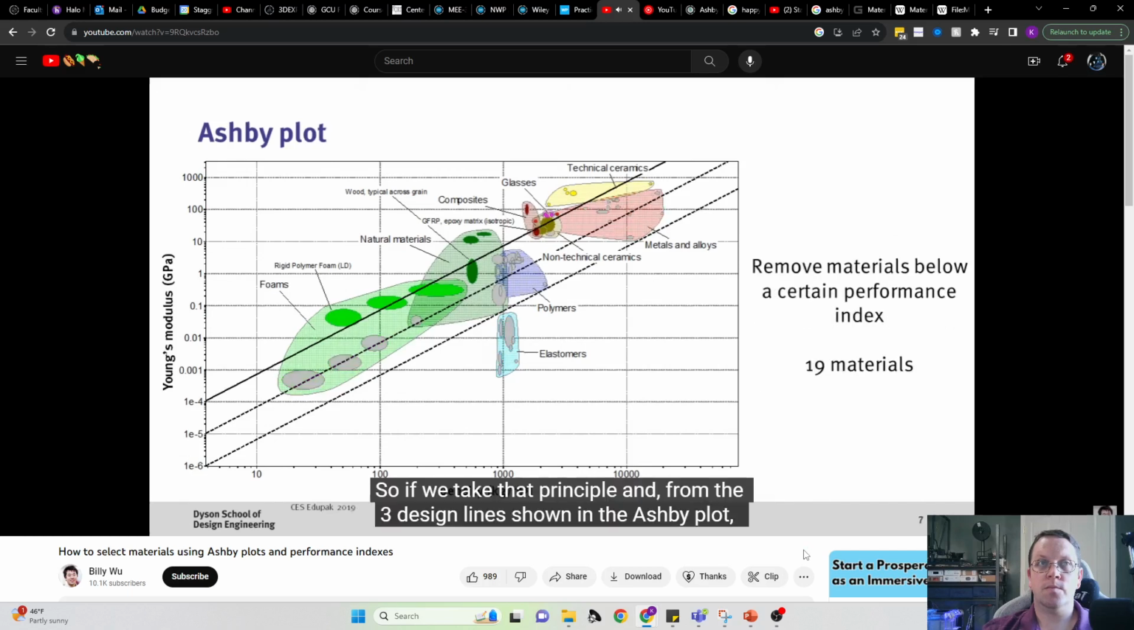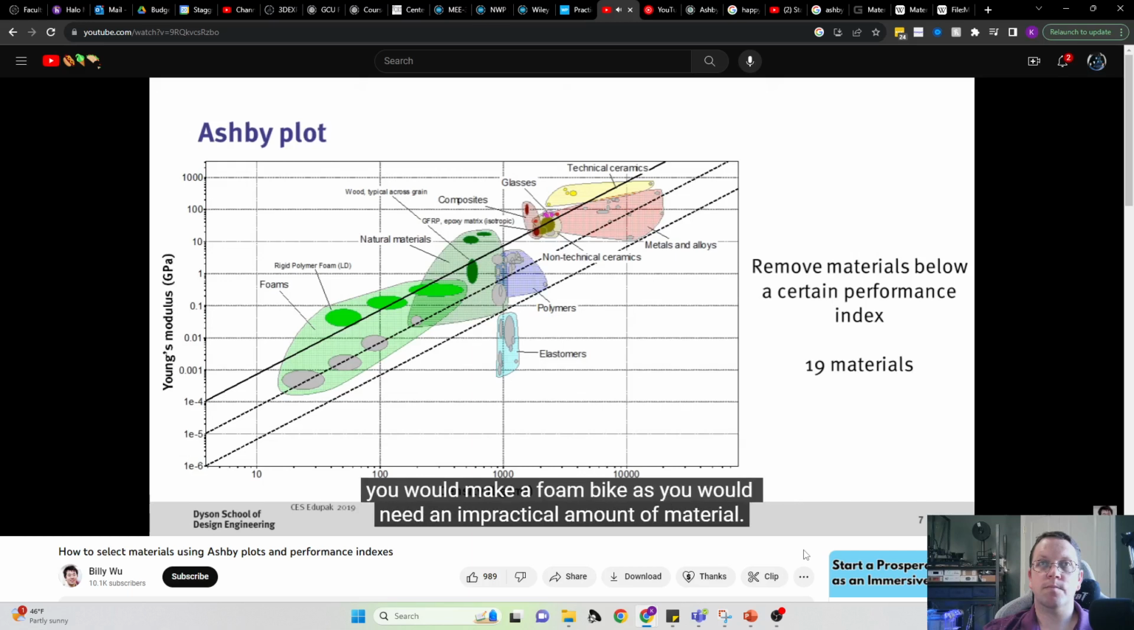So, if we take that principle, and from the three design lines shown in the Ashby plot select only materials above the top line, we can reduce the initial 69 materials to 19. In doing this, we've eliminated all elastomers and polymers from the selection. This makes sense since these materials generally have a low stiffness for a given mass. However, you can see that some materials with a very low Young's modulus are still in the analysis, such as foams. This is because even though these materials are very flexible, their densities are very low, which gives them a very good specific stiffness. However, in practice, it's unlikely you'd want to make a foam bike as you need an impractical amount of material.